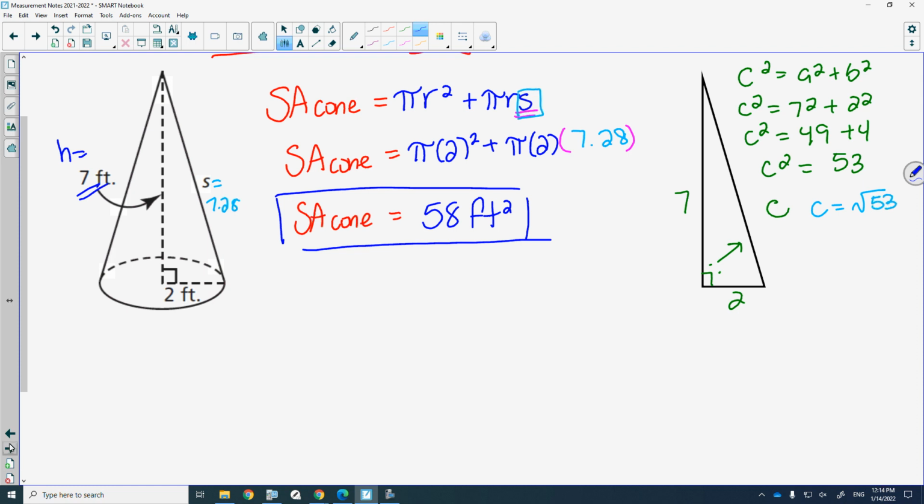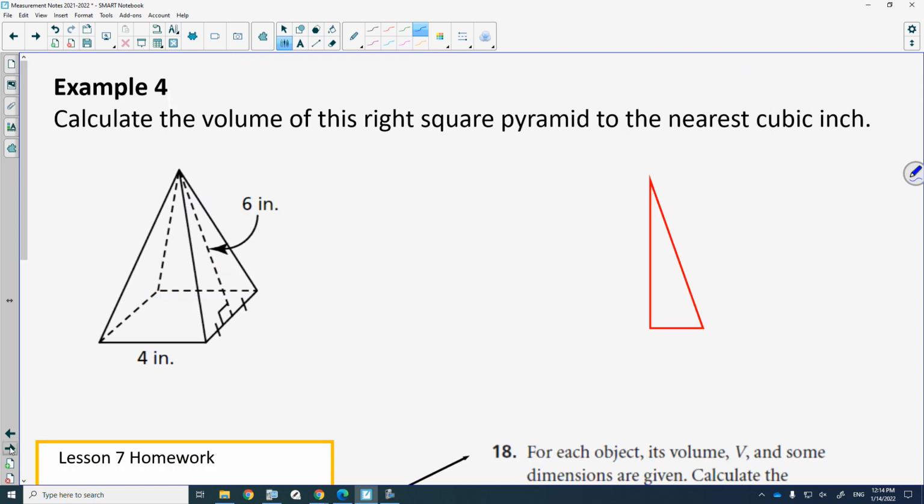Okay, the last question, it's going to be very similar. I want to see, first look at this, see if you could visualize, or actually let's get our formula first, and then you have to see if you could visualize a triangle in here. So what we are going to be calculating is volume, and it's going to be a square pyramid. So square means that the base is going to be 4 by 4. So that's going to be 4 as well.